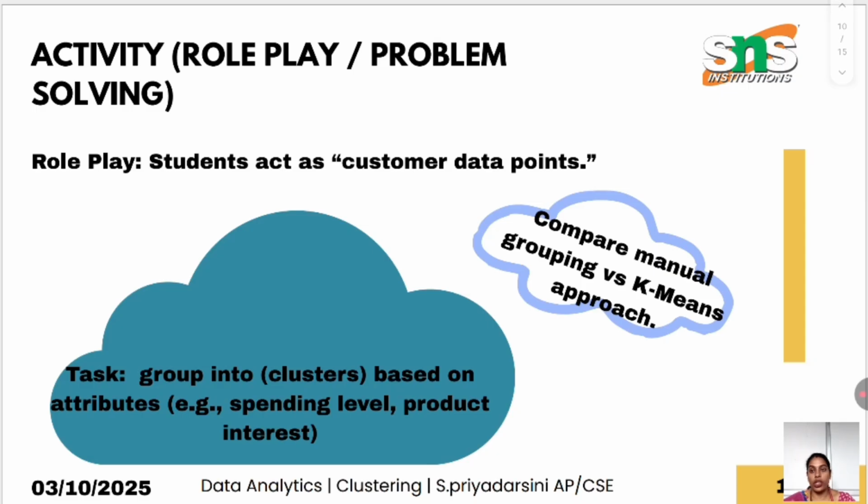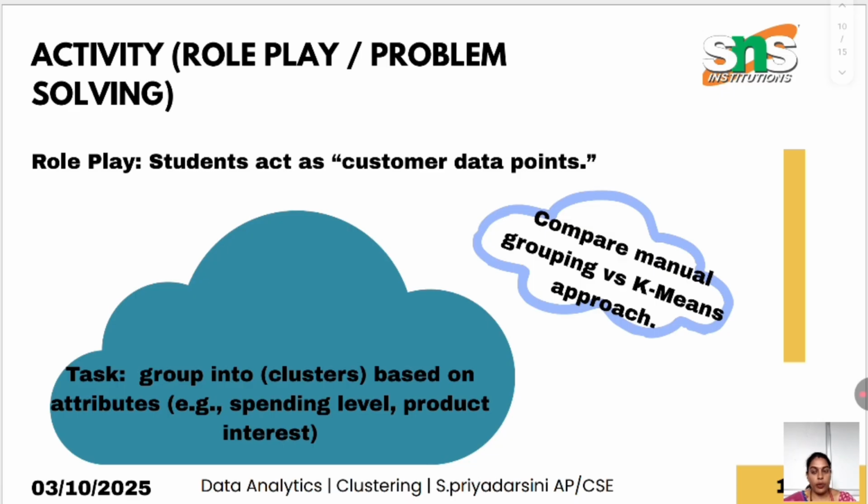Next, we will see about the activity related to this clustering. Okay, let's make this interactive. Imagine each of you is a customer data point. Now you have to group yourself based on attributes like spending level or product interest. Few have interest in one product and others have interest in some other product. So based on your interest or attributes like spending level, you can cluster yourselves.